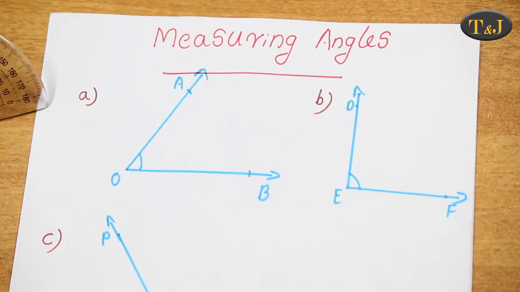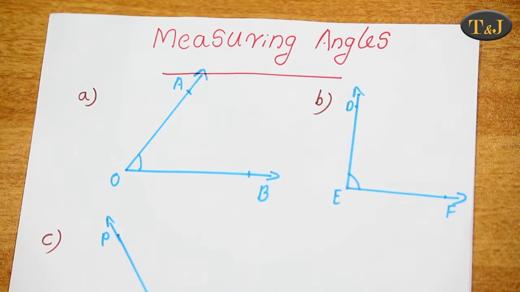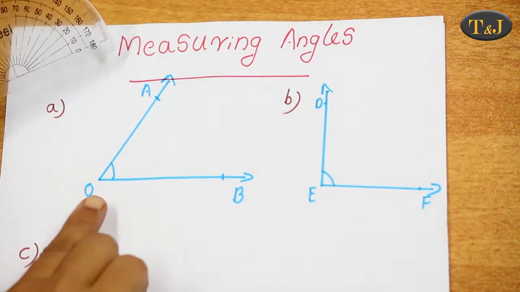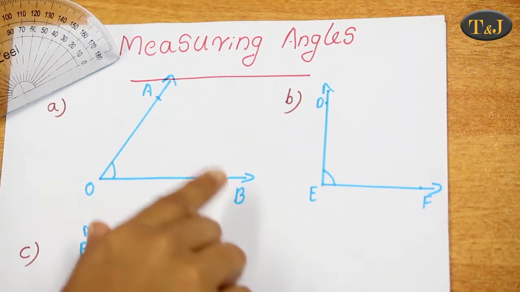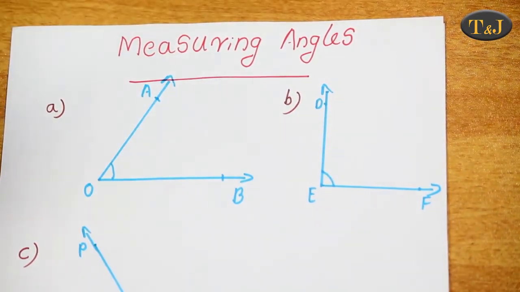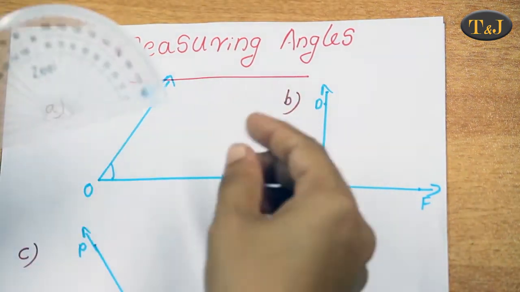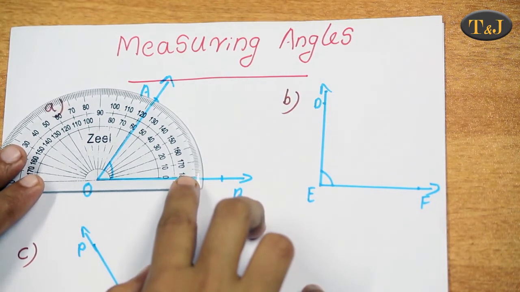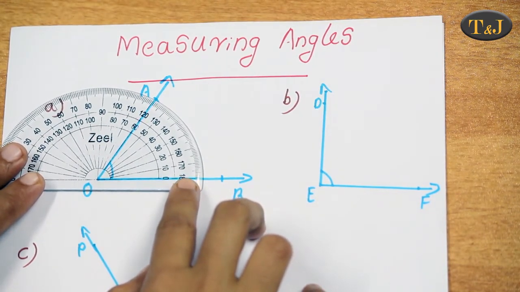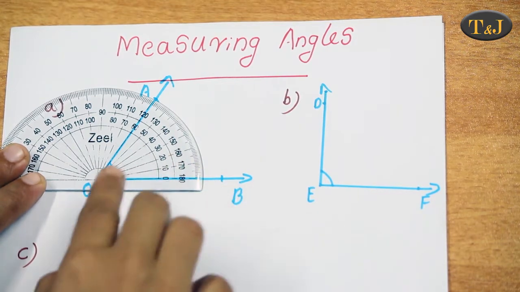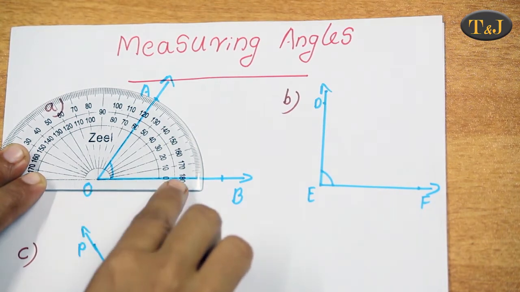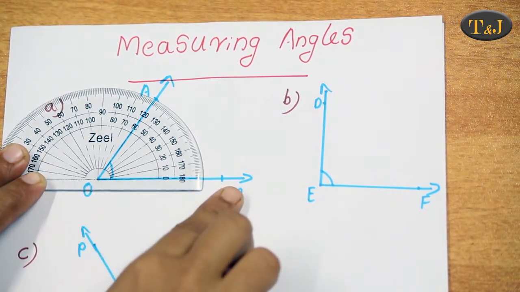Next is how to measure the angle using a protractor. Here are some examples for you. We are placing our protractor. This is our first ray. OB is the first ray and OA is the second ray. We place the center of the baseline on the starting point of the first ray, the ray OB.